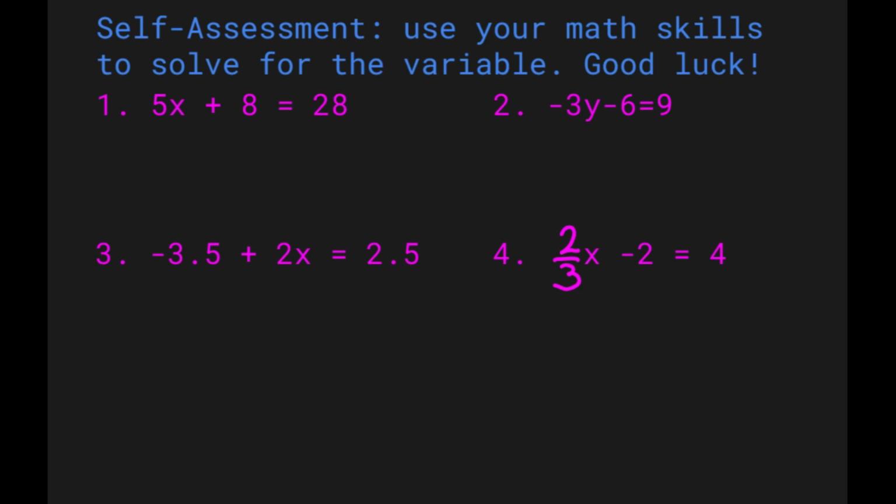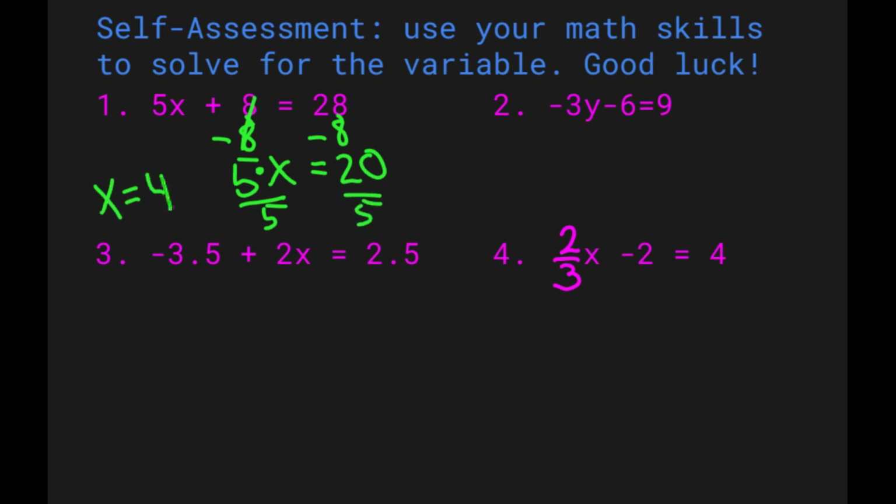Let's find out. I'm going to attack the 8 sitting here first by subtracting it from both sides, giving me 28 minus 8 is 20. Opposite of multiply is divide. I'm going to divide 5 to both sides. And 20 divided by 5 is 4. Let's plug it in. 5 times 4 is 20, plus 8 is 28. Yes, got that one right. I hope you did too.